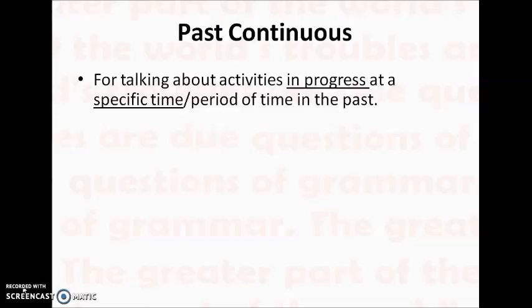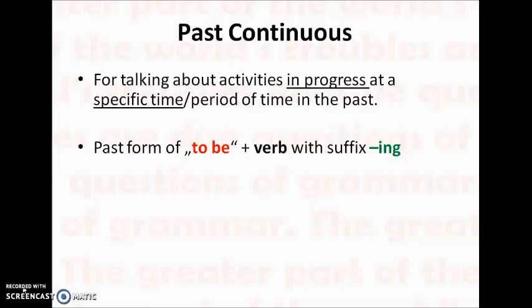Next form of expressing past is the past continuous tense. We use it to talk about activities in progress at a specific time or period of time in the past. Past continuous tense uses the past form of the verb to be and a verb with suffix ing.